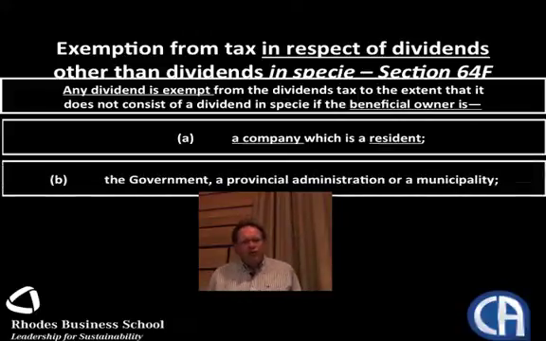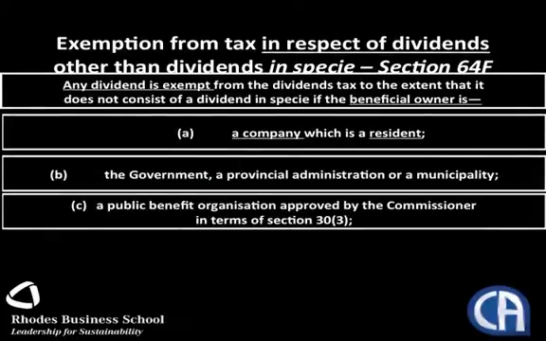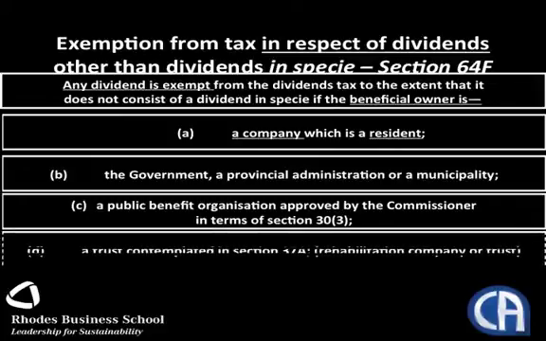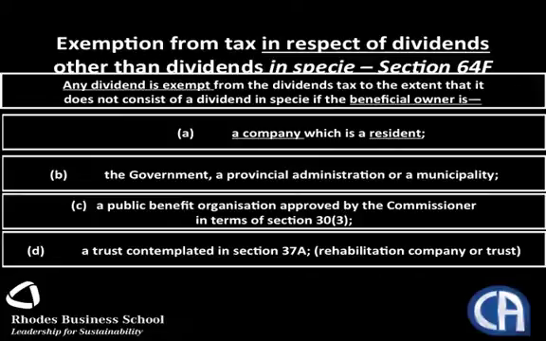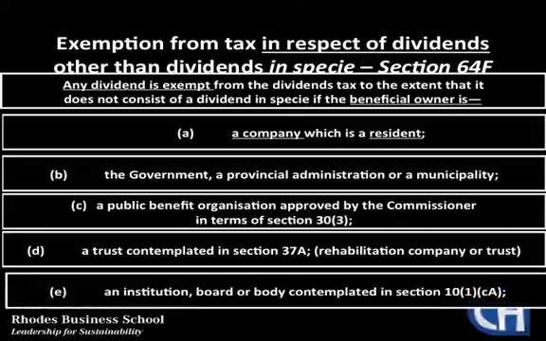Then they continue with the logical ones: government, provincial, and municipalities. Then they add in public benefit organizations approved by the Commissioner. Notice, approved by the Commissioner. If you haven't had your PBO approved, you can't claim the exemption. D is rehabilitation trusts, that's for mines, not drunks. Okay? And E is any institution, board, or body under 10(1)(ca). So SICA used to receive tax-free STC levied dividends, will now go to dividend tax exempt dividends, and their return will go up by 10%.